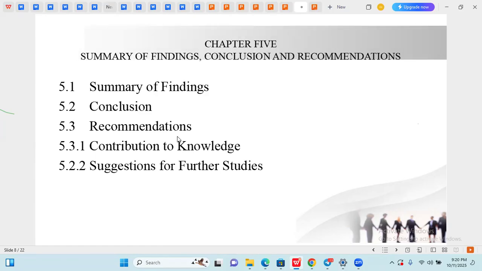Chapter 5: summary of findings, conclusion, and recommendation. So I'll quickly take us through how to write a chapter 1 tonight. Just rush us through some things. I think by now we've had some basic knowledge of the fundamentals of master's and PhD research. But I'll show us some things tonight before we round off.